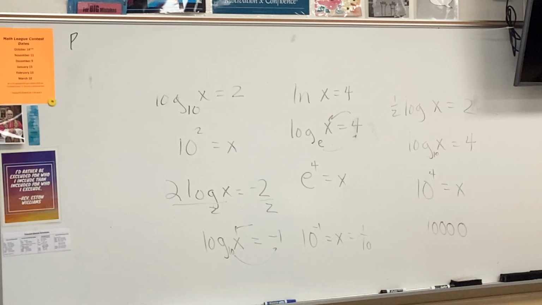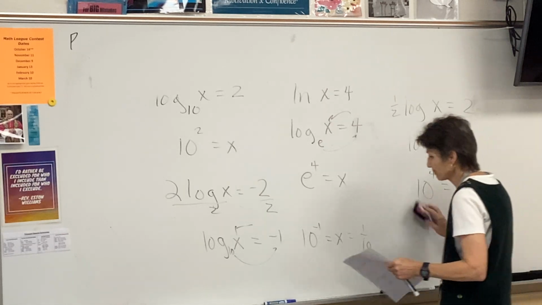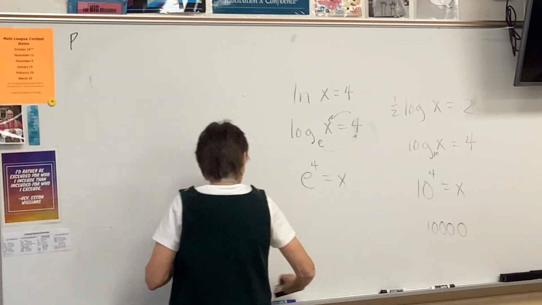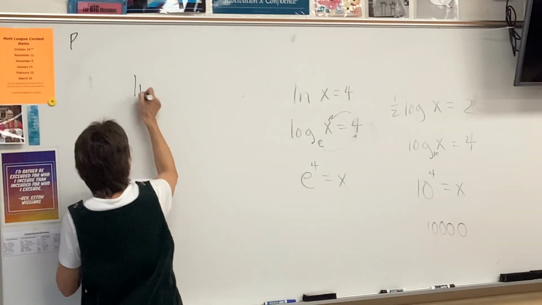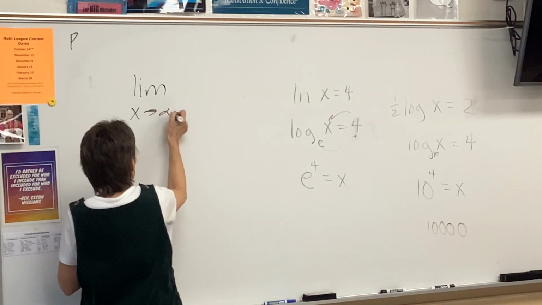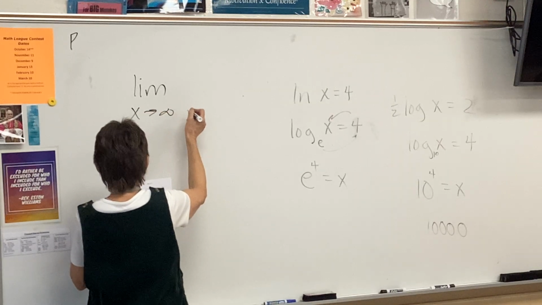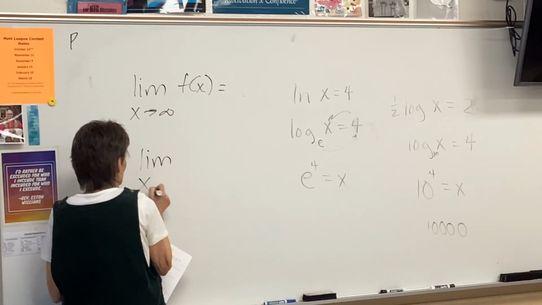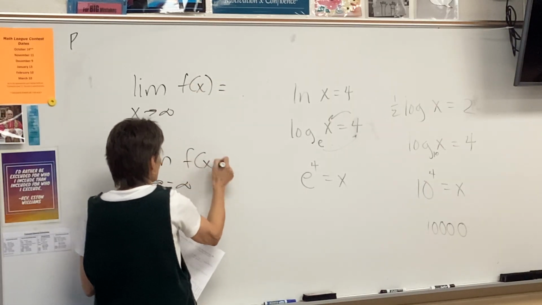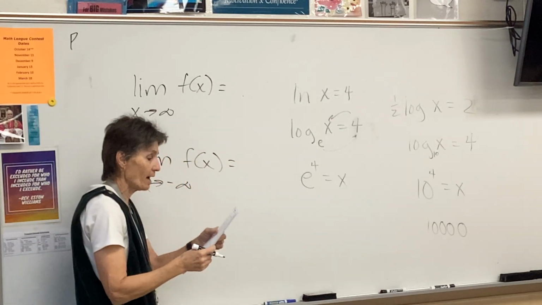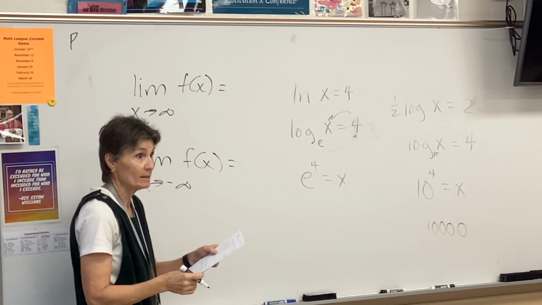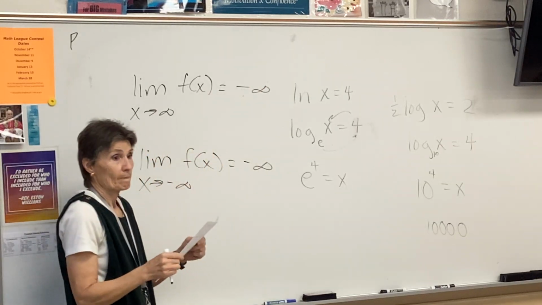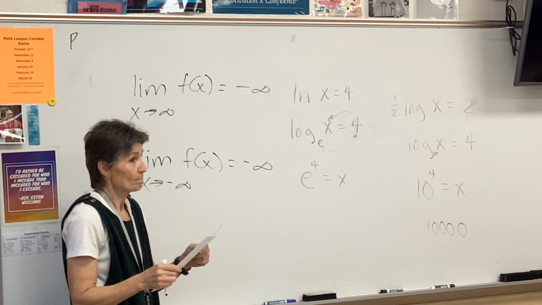Use limits to describe the end behavior. So remember, that means this. So what are we going to say? What is our end behavior? On the right side, and the left side, negative infinity. Everybody good with that? Okay, perfect.